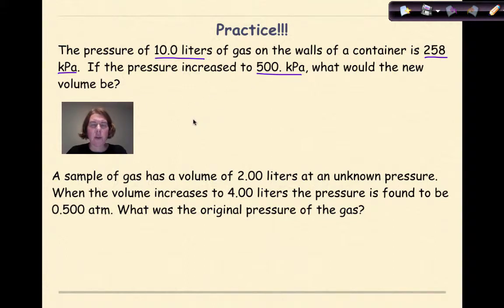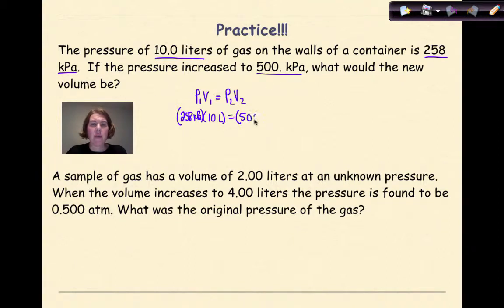So again, the first thing that you always want to do is write out your equation. P1 V1 is equal to P2 V2. So the first thing that they give me is 10 liters. So that's going to be my V1. So 10 liters of my gas. And then they tell me my initial pressure is 258 kPa. So 258 kPa. All right. If the pressure is increased to 500 kPa, what would the new volume be?